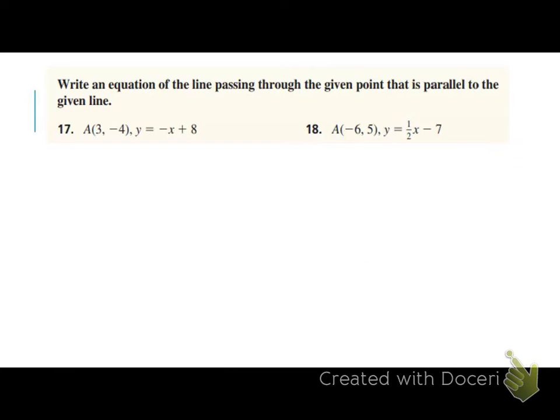All right, in the bottom section it says write an equation of the line passing through the point that is parallel to the given line. What do we know about parallel slopes? They're the same slope. So what does the original line need to look like to figure out what the slope is? It needs to look like y equals mx plus b. Because which of these will represent the slope? M will represent the slope.